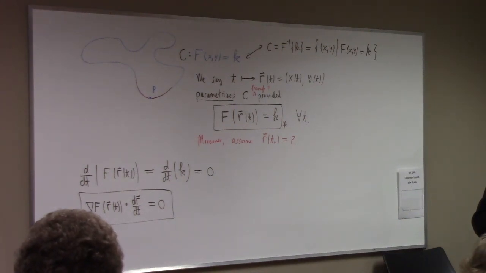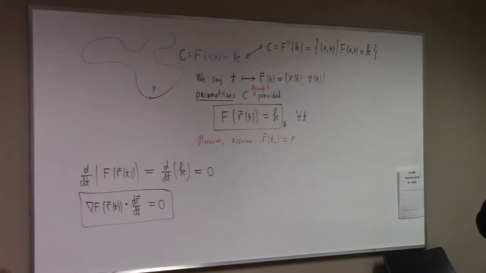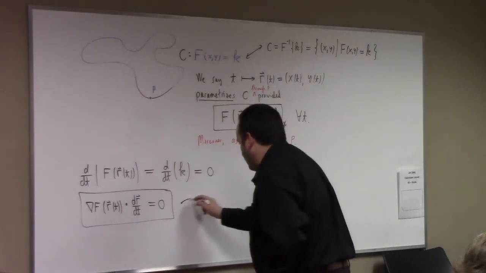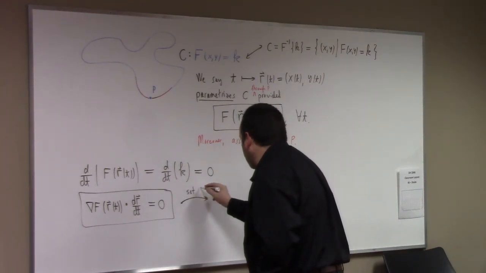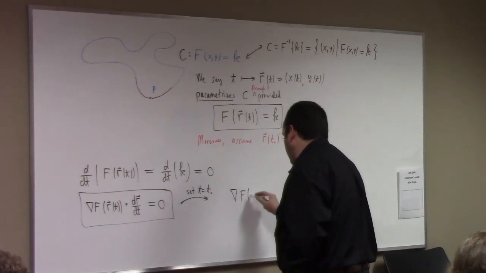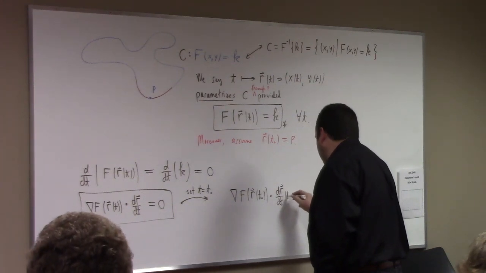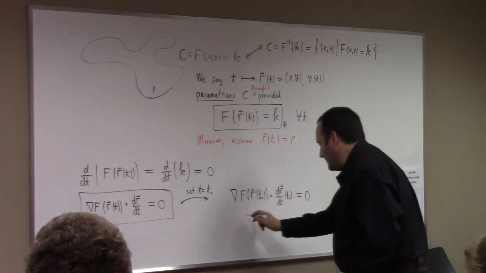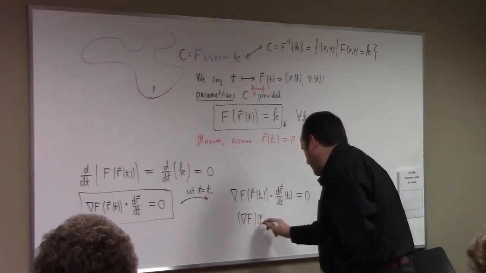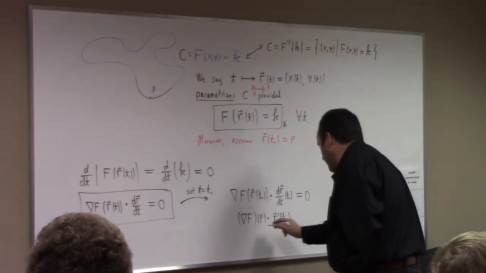That means that the tangent line to the parameterization of the curve has to be perpendicular to the gradient vector, because their dot product is 0. And in fact, this has to be true at all such t that the parameterization covers. In particular, to get P, we can set t equal to t naught to get the geometry at P. We get the gradient of f at r of t naught, dotted with dr dt at time t naught, equals 0. In other words, the gradient of f at the point P on the curve, dotted with r prime of t naught, is equal to 0.